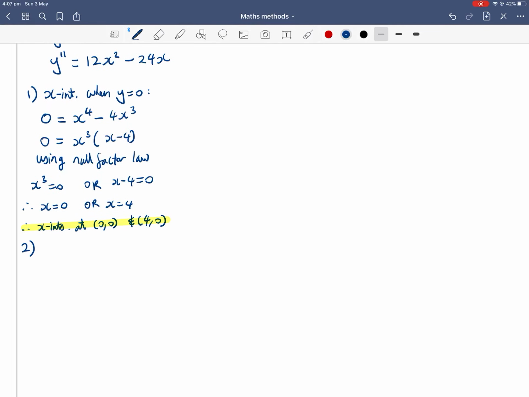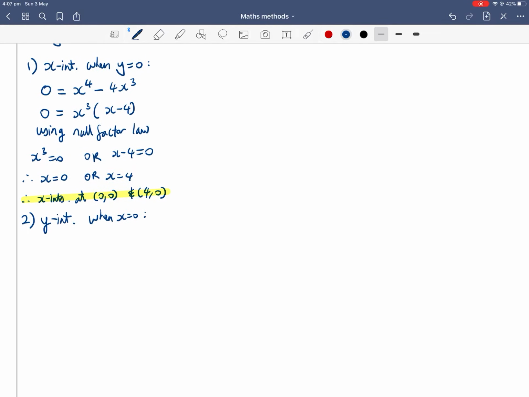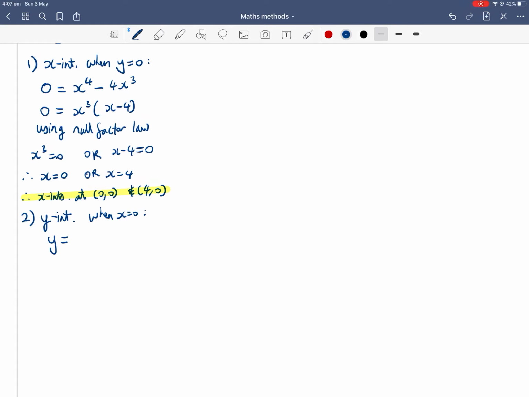Step 2, let's work out the y-intercepts. So y-intercept when x equals 0. So back at your original function, y equals 0 to the 4 minus 4 times 0 cubed, which is 0. So therefore the y-intercept is at (0, 0).